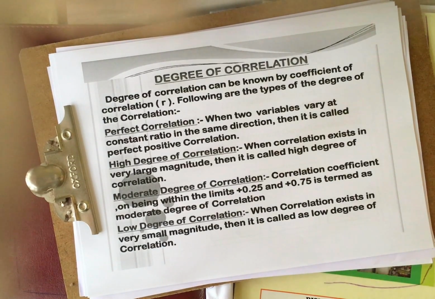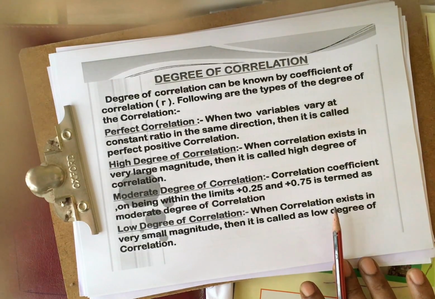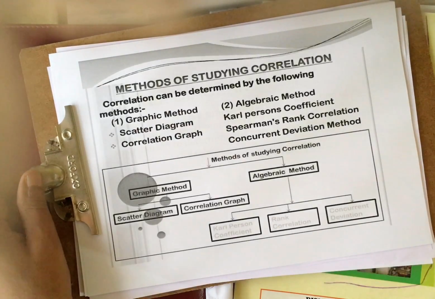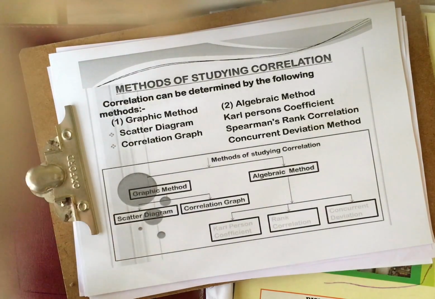So the same thing, whatever we studied earlier in the form of a table, we are studying here in sentence form. Now, methods of correlation.